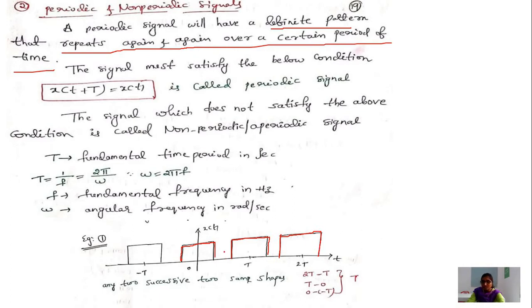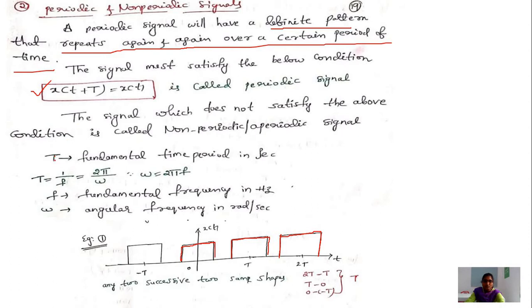The repetition is also with some format, with some time limit. Exactly at that time only the signal will repeat. That time limit is called the time period. So the mathematical expression is x(t + T) = x(t). If it satisfies the equation, such a signal is called a periodic signal. If it does not follow this equation, such a signal is called a non-periodic signal or aperiodic signal.